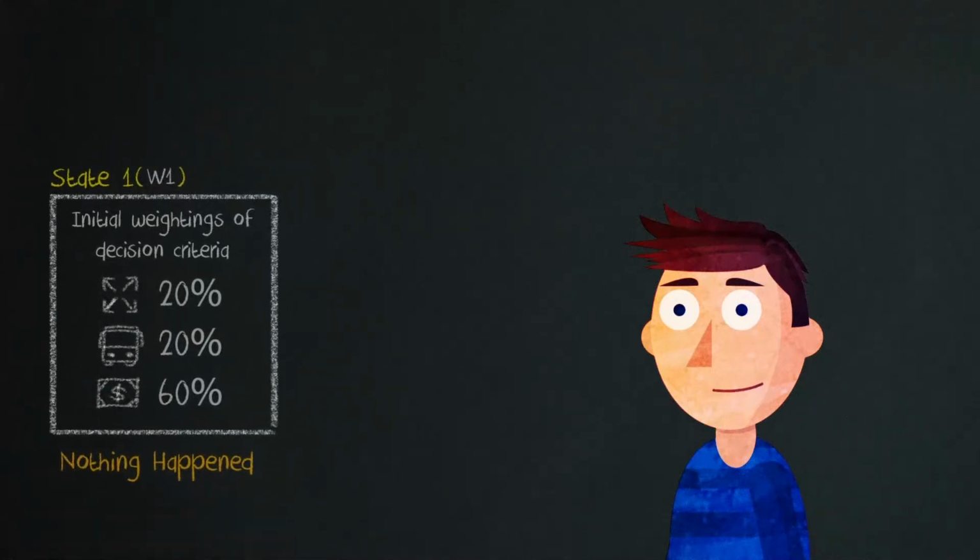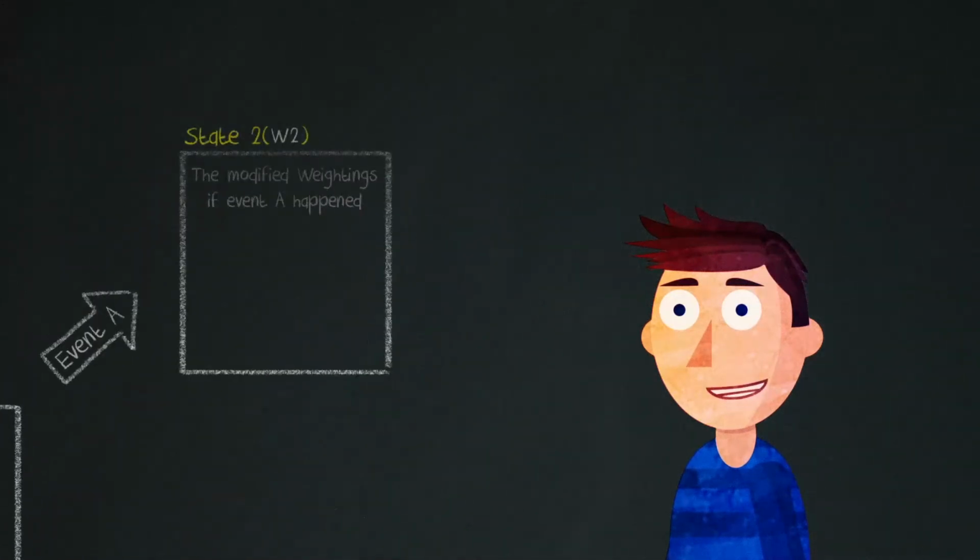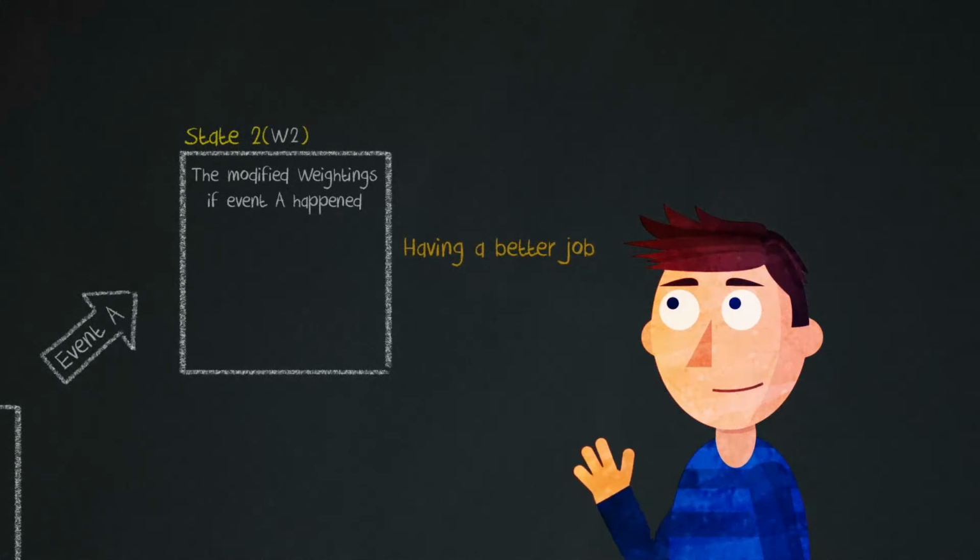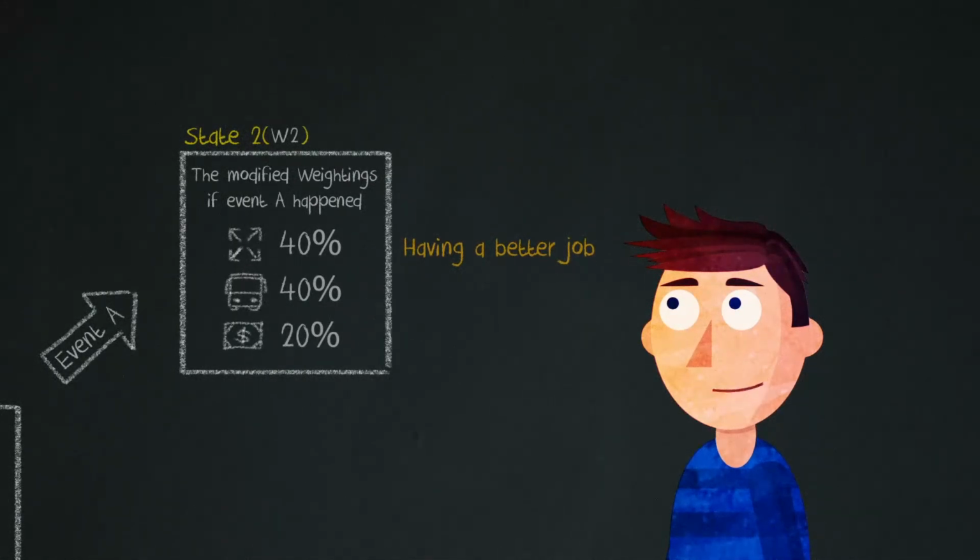The other state is where your income increases and you have a more highly paid job. In other words, if event A happened. In this state, the weighings of the criteria change to 40% for size, 40% for accessibility, and 20% for price.